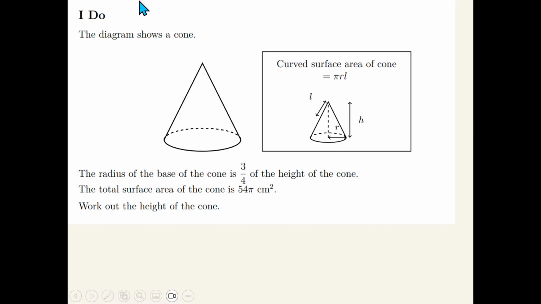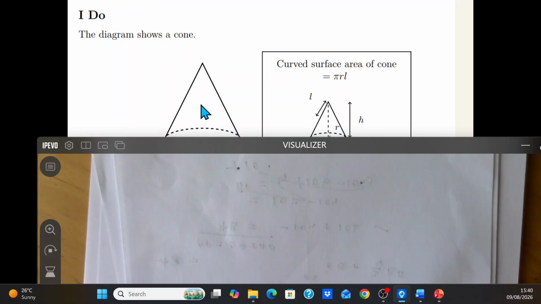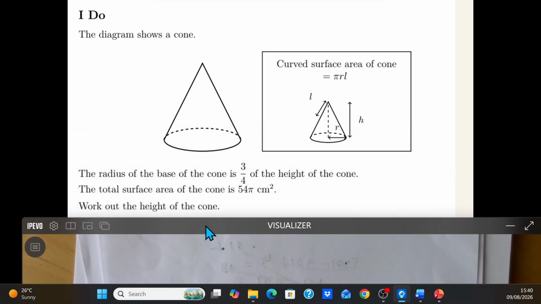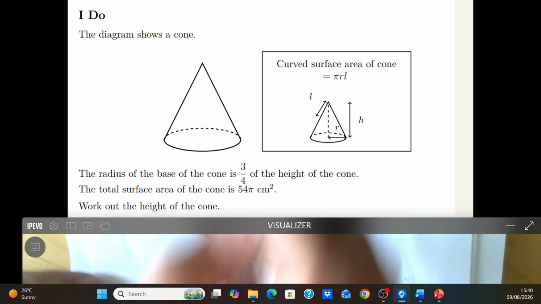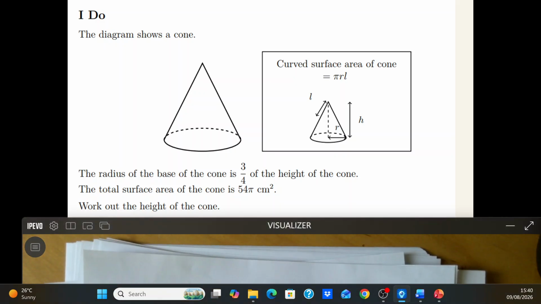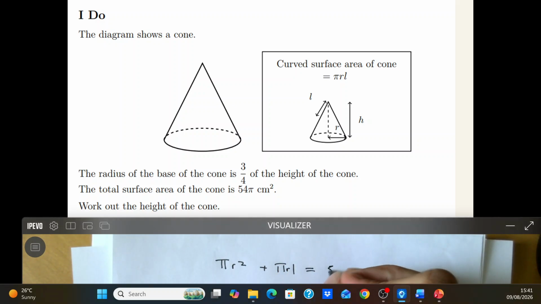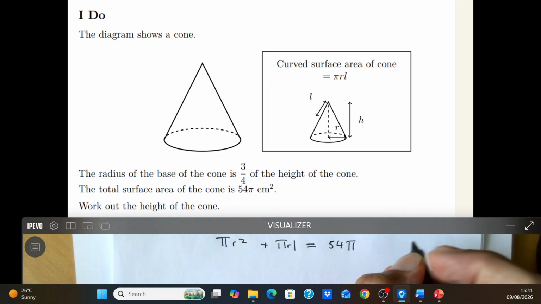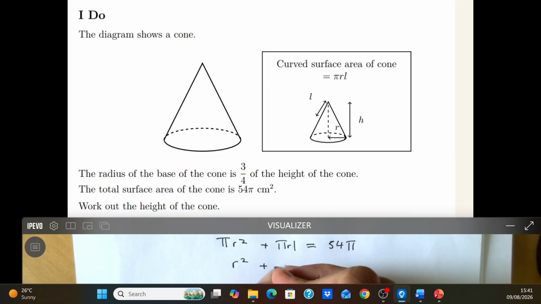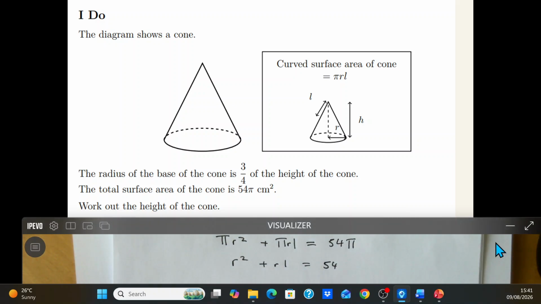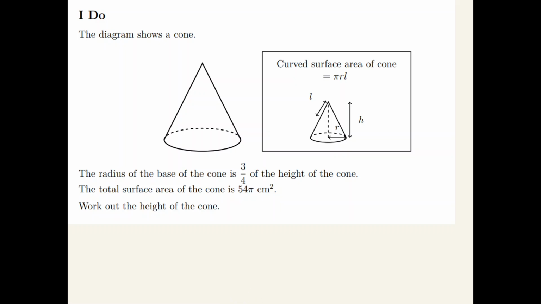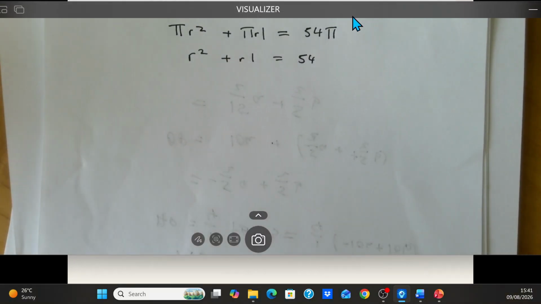Right, so it is a problem to do with a sphere, not a sphere, a cone. We know a cone's surface area is the area of the circle plus the curved surface area. And we're told that equals 54 pi. Just to start, I'm going to get rid of the pi's because I know that if I work with pi, it cancels, I can just go through with it.